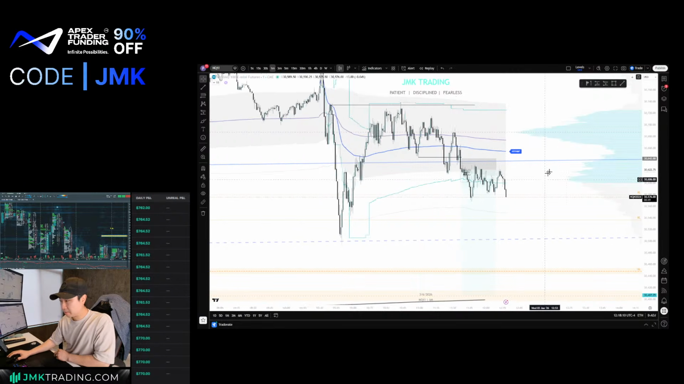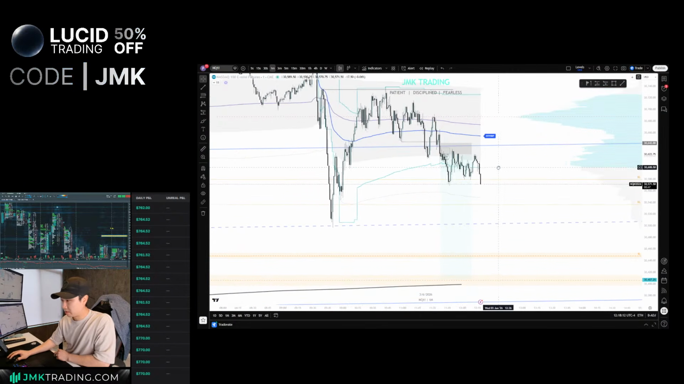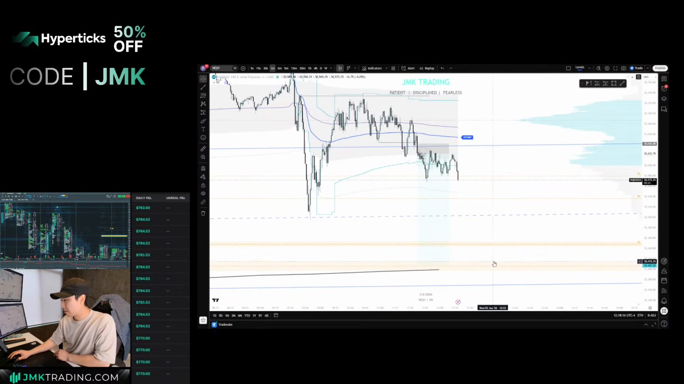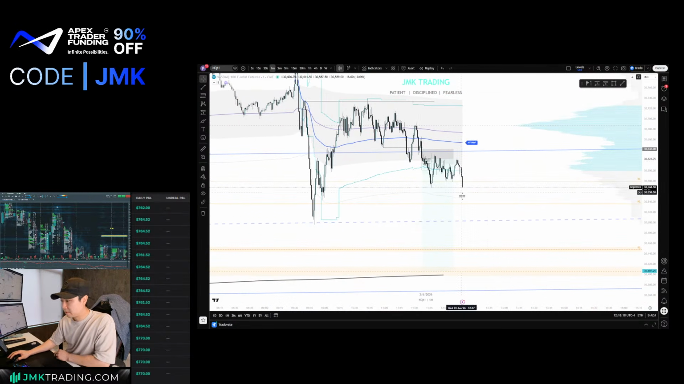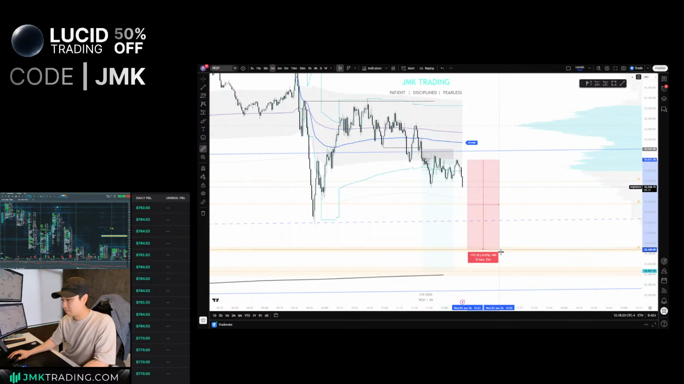Good luck on this trade. Be careful, make sure you guys have these key levels marked out and be careful on these levels. I don't know if we'll flush down all the way to the 5-day, but that would be my target. My target would be all the way at the 5-day.